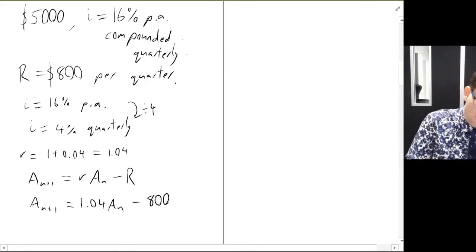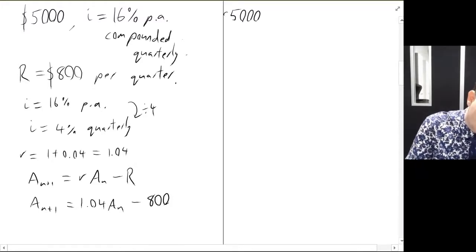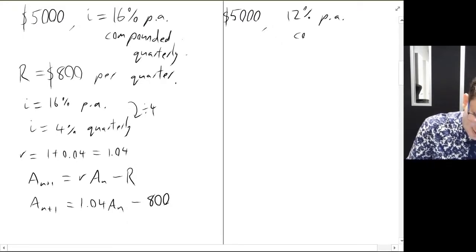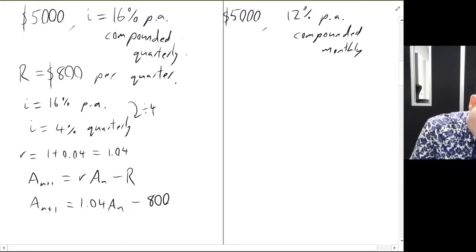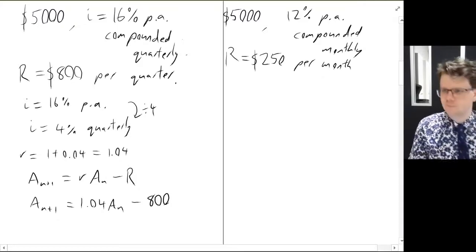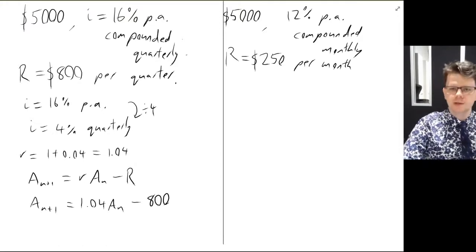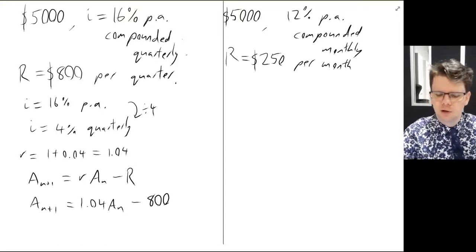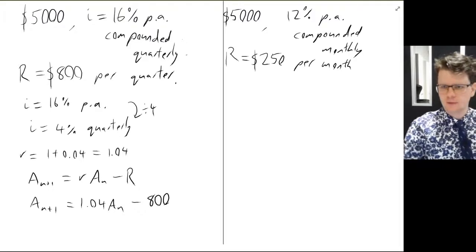Alrighty, so your question is going to look like this: $5,000, and we'll say 12% per annum, compounded monthly, with monthly repayments of $250 per month. Alrighty, so pause the video, see if you can figure out what the recurrence relation for that one would be.